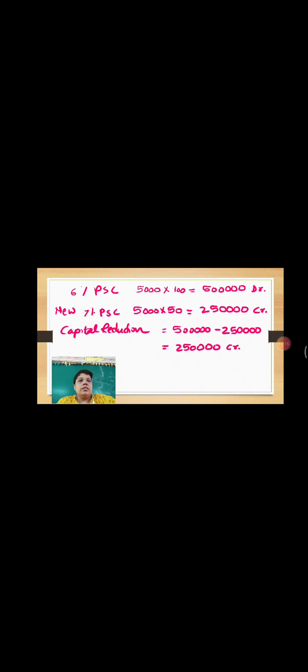Now here we are asked to make the journal entries. Draft journal entries without narration and give an extract of the balance sheet to show shareholders' fund. So two things we have to show. First of all, journal entries for all these transactions, and then we are going to show the balance sheet of shareholders' fund. First of all, we are going to make the calculation.